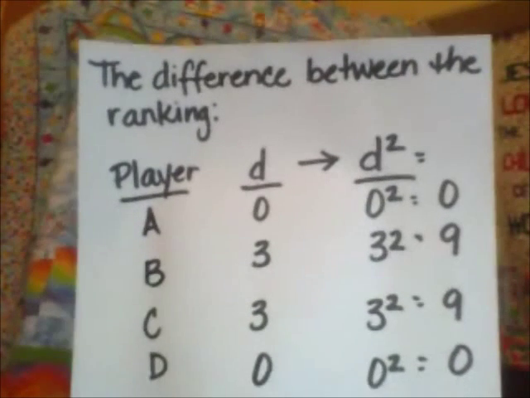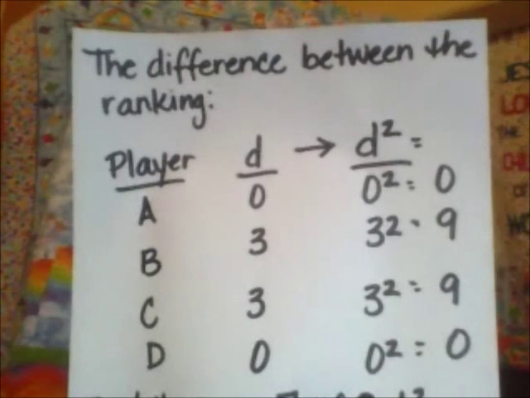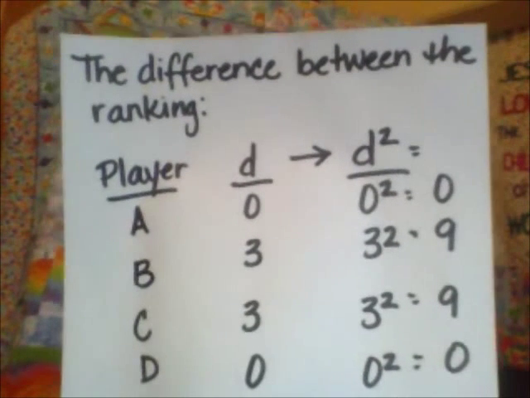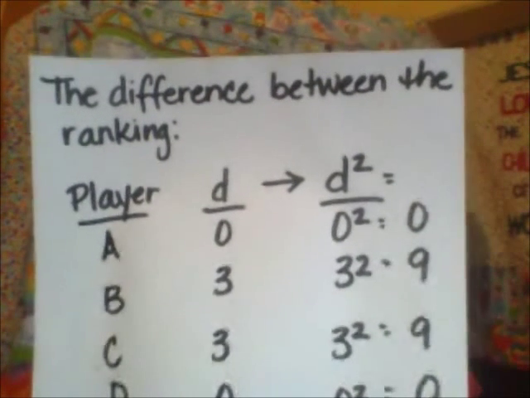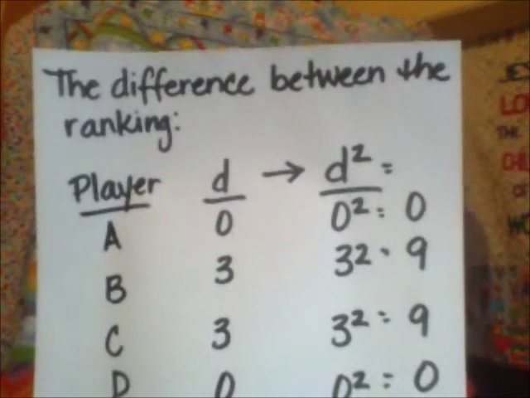As we square them, player A has 0 squared, which is 0. B has 3 squared, which is 9. C has 3 squared, which is 9. And D has 0 squared, which is 0. To find the sum of d squared, we add all the d squared together, which is 18.